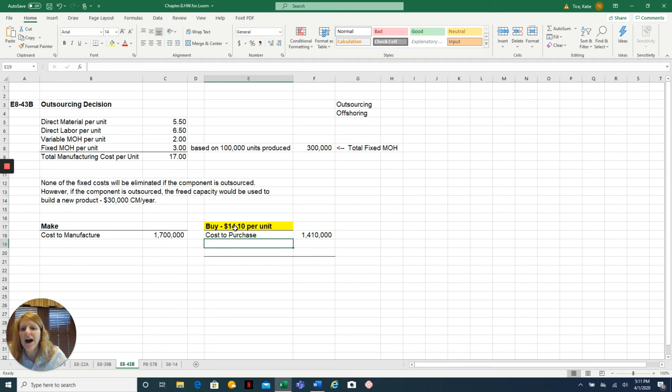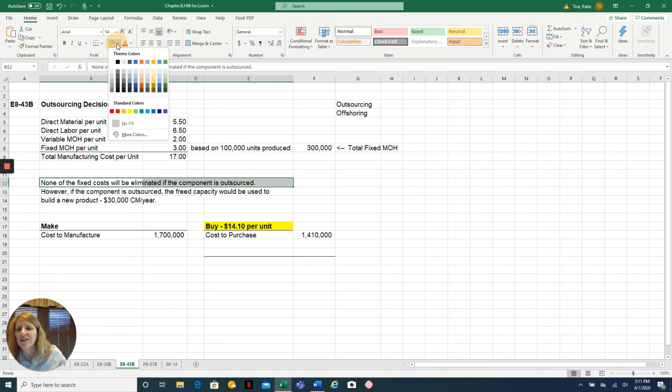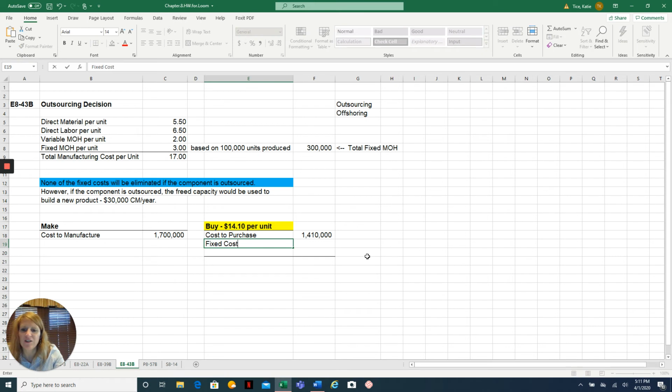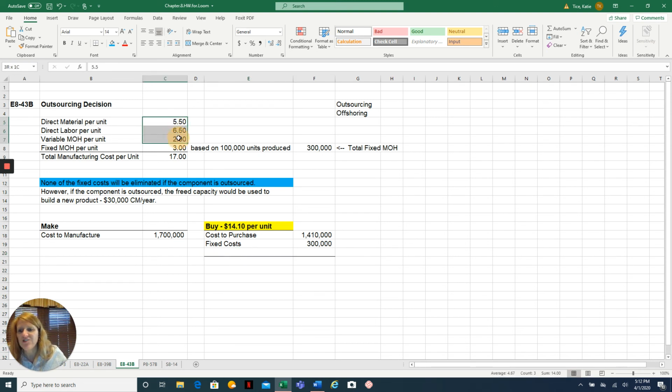But here's the thing that's a little bit tricky. Even if we buy the component, this is important, let me put this in some color. Let's put it in blue. None of the fixed costs will be eliminated if the component is outsourced. So we still would incur $300,000 of fixed costs on our factory. Again, insurance, salaries, depreciation, property taxes, things like that. So that's important to note. You'll notice we would be able to avoid all of these costs, the variable costs.